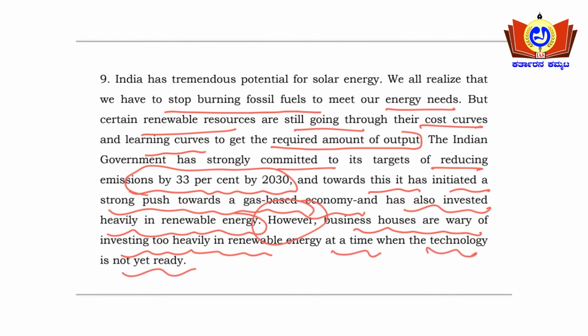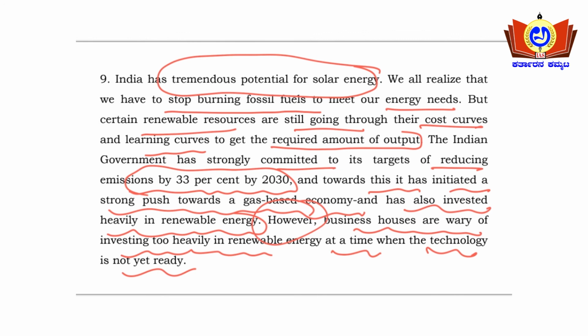So what is the passage talking about in the first part? India has tremendous potential for solar energy. There is a tremendous potential for solar energy. We all realize that we have to stop burning fossil fuels to meet our energy needs.